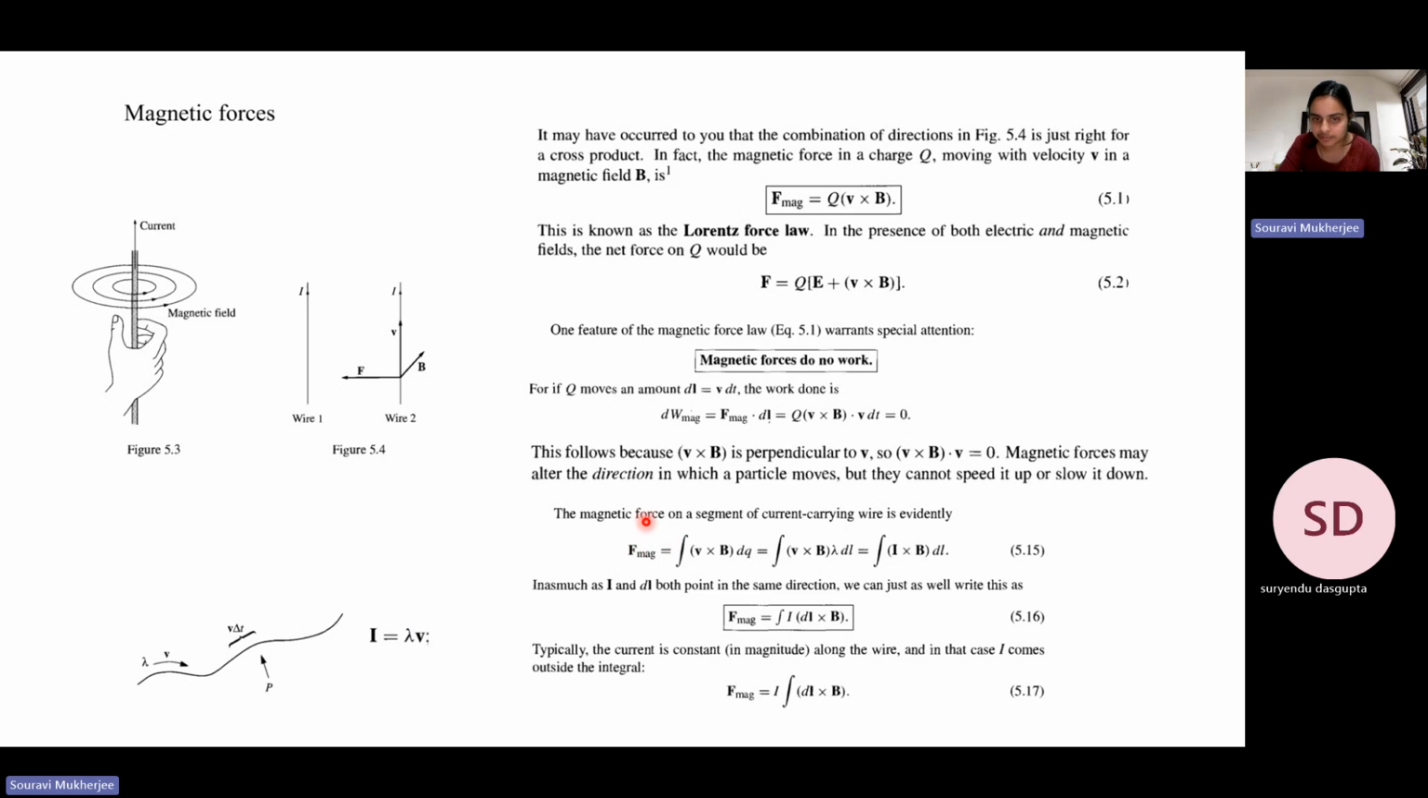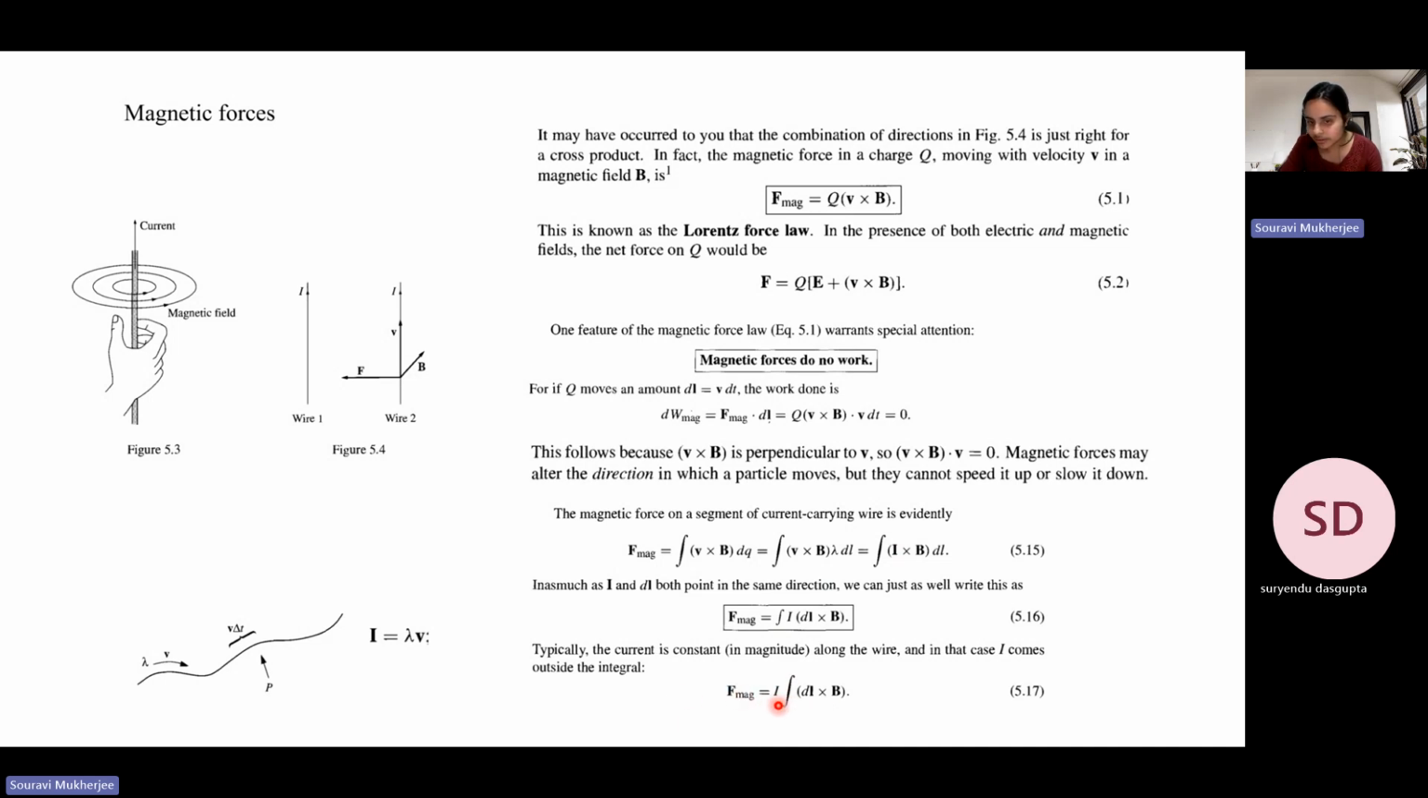If you want to find the magnetic force on a segment of current carrying wire, you have to find the dq charge that is there in that segment. In that segment, the charge is given as lambda into dl. If the charge per unit length is lambda, then lambda into dl will be your dq. It's moving with velocity v. So again, lambda v, you can take as your net current. So you get an expression like this. Basically, this is how your magnetic force looks for a current carrying wire, right? If your current is constant, you can take the current outside the integral. So this is how it looks.